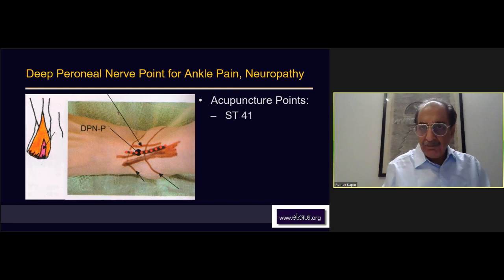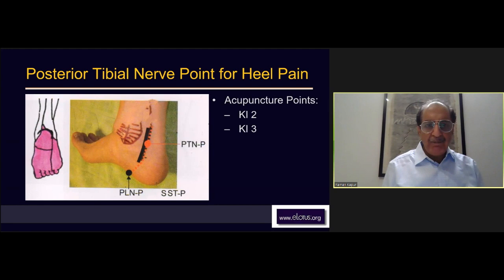Then the posterior tibial nerve point for heel pain, which is very, very effective. A lot of patients come to us with heel pain and it's very difficult to do needling there because it's a very painful process. And a lot of time it will be difficult for even the patient to be able to tolerate. And I have found that by using this simple tool of PNST, I can get amazingly quick results. And we can see immediately after the session that the patient is able to put his foot down on the floor without feeling pain. So the basic PNST protocol has to be given in all such patients.